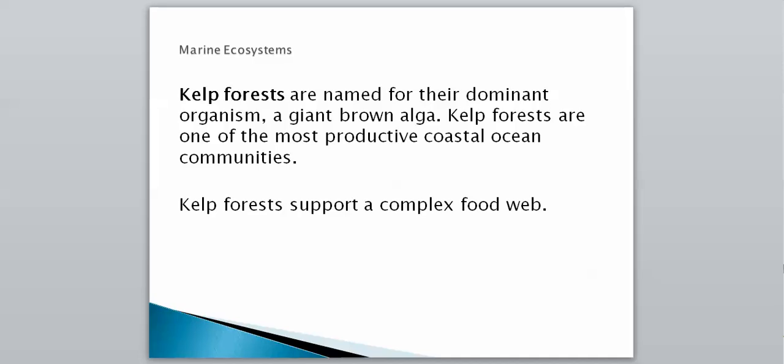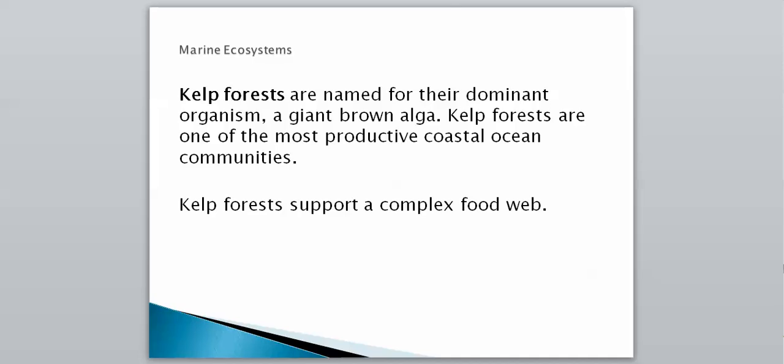And one thing that occurs in this coastal ocean are what are known as kelp forests, and they're known for their dominant organism, which is a giant brown algae. Kelp is actually not a plant, it's a form of algae. Kelp forests are one of the most productive coastal ocean communities, so they support a very complex food web. So there's a lot of organisms living in these kelp forests.